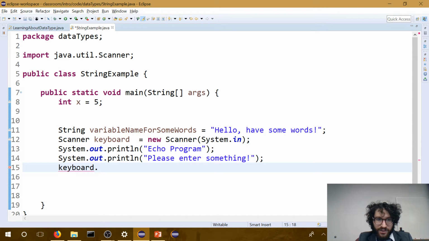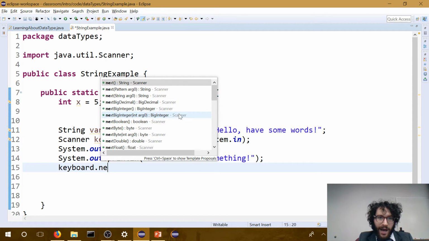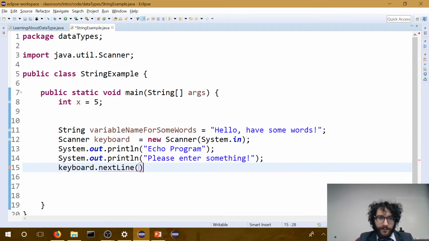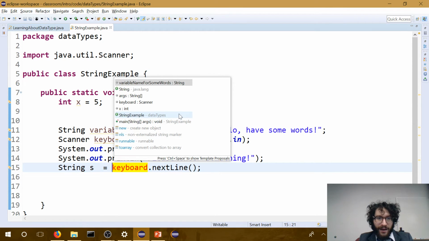So keyboard dot. Let's go ahead and read. This is the most basic thing we can do, which is we can read a line of text from the user. So keyboard.nextLine. What that will do is read a bunch of text until it finds me hitting the enter key. There's other stuff you can do, but this one reads that. And what we want to do is this: String s is equal to keyboard.nextLine.